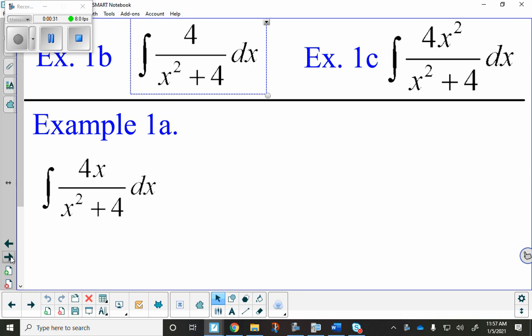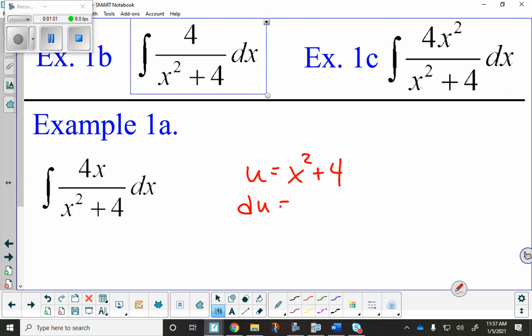In my toolbox, all of the weapons I have to do integration, when I see a quotient where the numerator has a lesser degree than the denominator, I always think, oh, please let it be a natural log. And in this case, it is. So if I make my u equal to x squared plus 4, I can say, goody, this means du is equal to 2x dx, and so I almost have that.